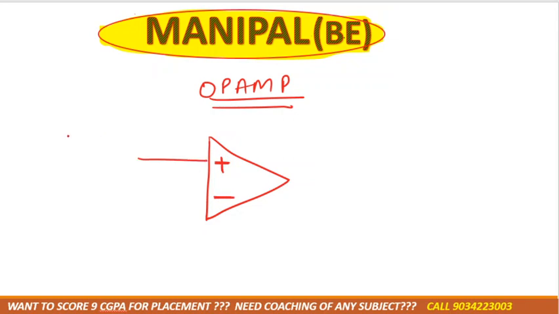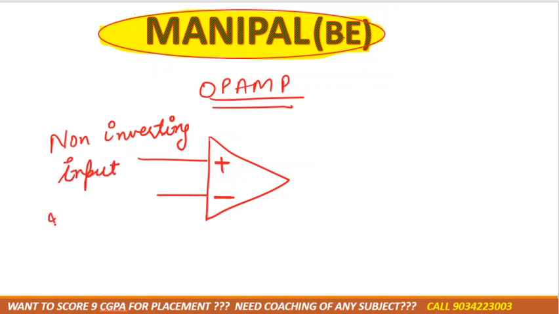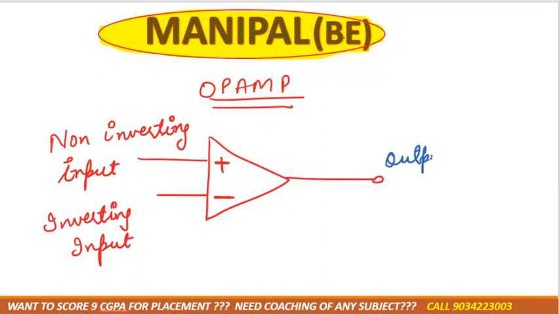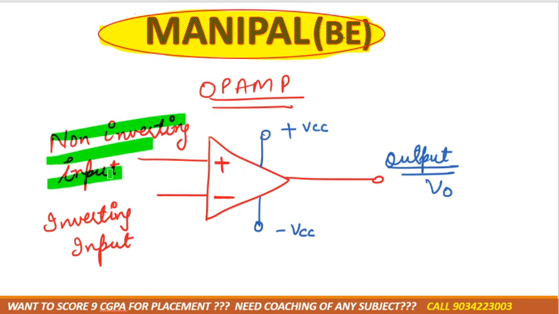So the positive one is connected like a non-inverting input, and the negative one is connected with the inverting input, and this one is the output. We denote it generally by V naught. Here we are providing the supply, that is plus V and minus V. Okay. Now understand what is non-inverting input.